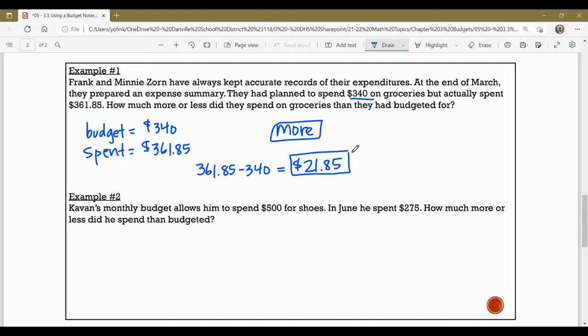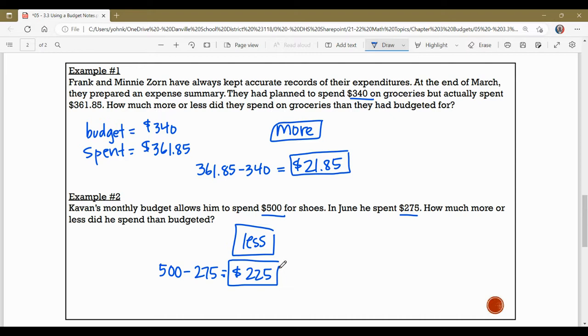Example 2, Kayvon's monthly budget allows him to spend $500 for shoes. In June, he spent $275. How much more or less did he spend than budgeted? Well, he spent $275 but was allowed to spend $500. So he definitely spent less. How much less? Well, take $500 and subtract $275 and you get $225 less.